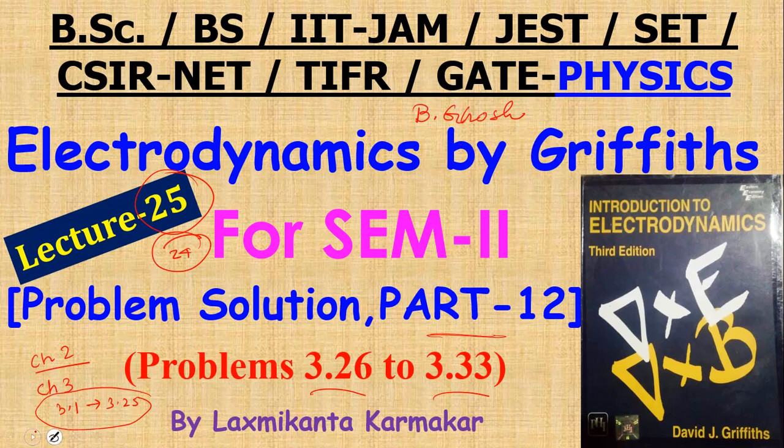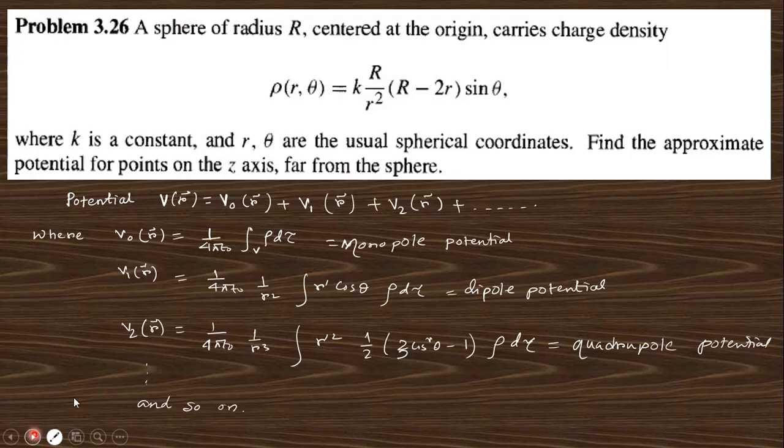So let's start with question number 3.26, which says: a sphere of radius capital R centered at the origin carries a charge density, write this, where k is a constant, and r and theta are the usual spherical coordinates. Find the approximate potential for points on the z axis. So we need to find the potential at a distance z from the origin, far away from the sphere.